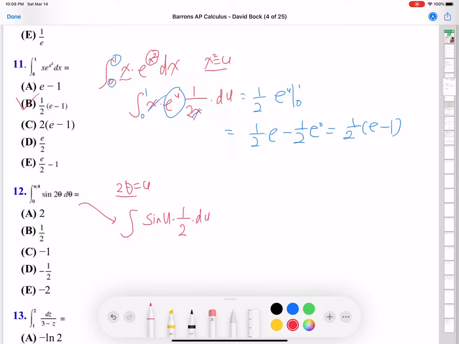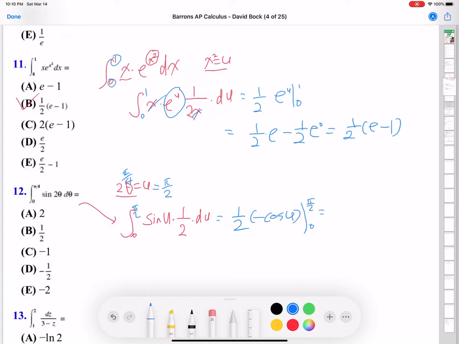And then those two numbers change to u values, right? If theta is 0, u is 0. What about theta is pi over 4? So 2 theta is u, and theta is pi over 4. That means u is pi over 2. So 0 to pi over 2. The 1/2 coefficient can come to the front. Then sine's integral is negative cosine. So negative cosine u from 0 to pi over 2.